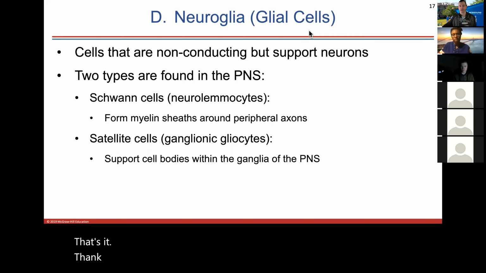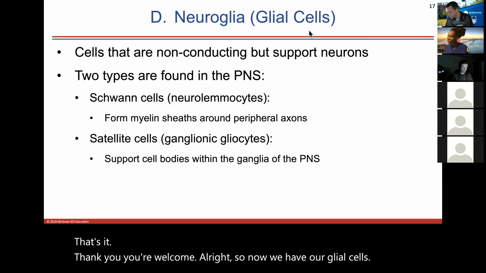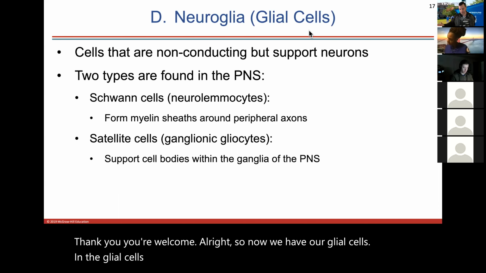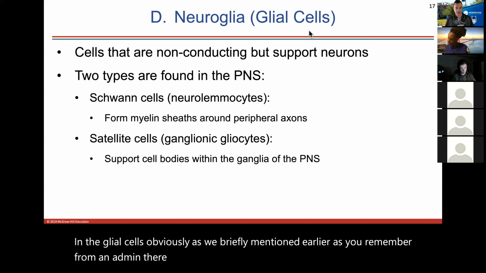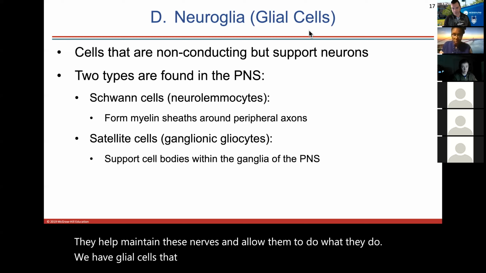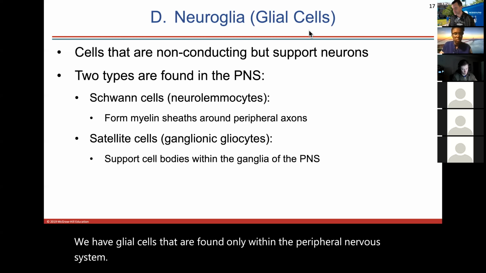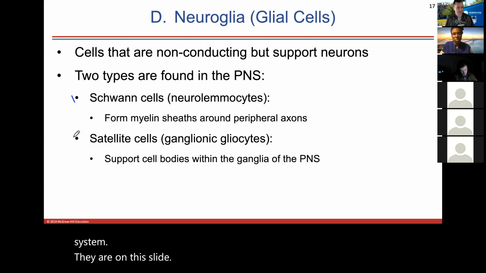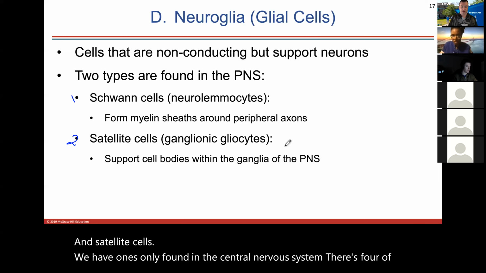You're welcome. All right. So now we have our glial cells. And the glial cells, obviously, as we briefly mentioned earlier, as you remember from anatomy, they're there to support. They protect, they help maintain these nerves and allow them to do what they do. We have glial cells that are found only within the peripheral nervous system. They're on this slide. Schwann and satellite cells. We have ones only found in the central nervous system. There's 4 of those.